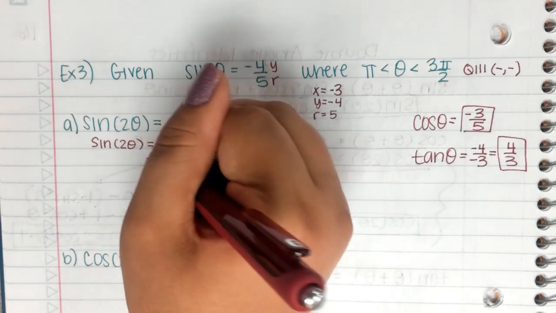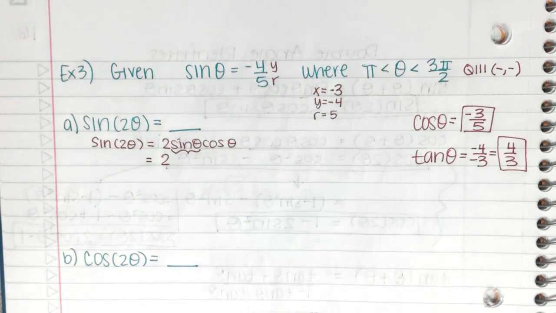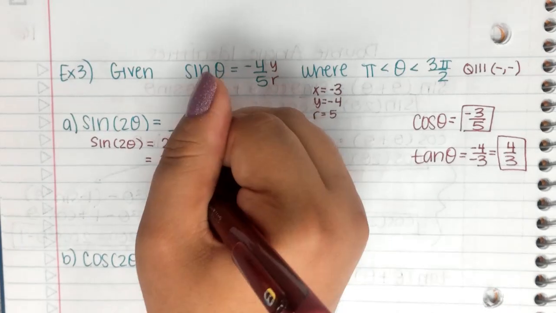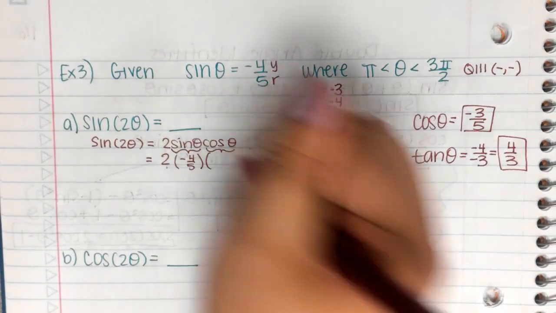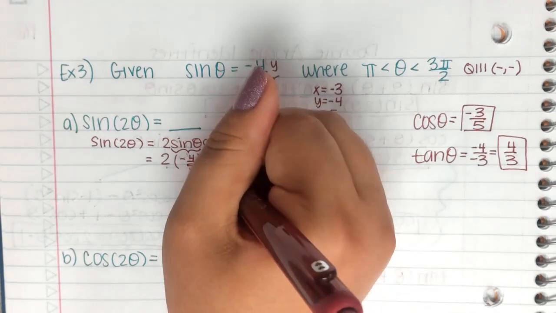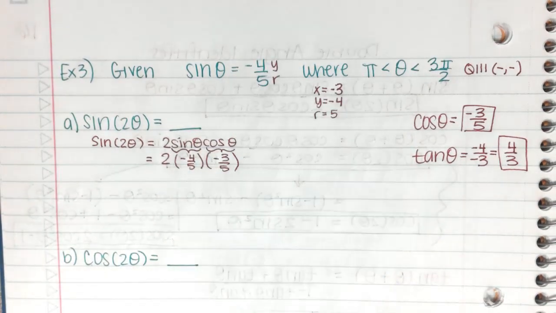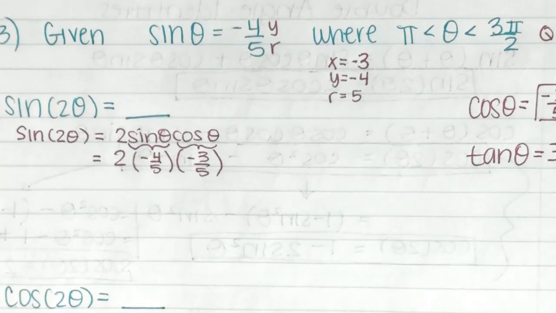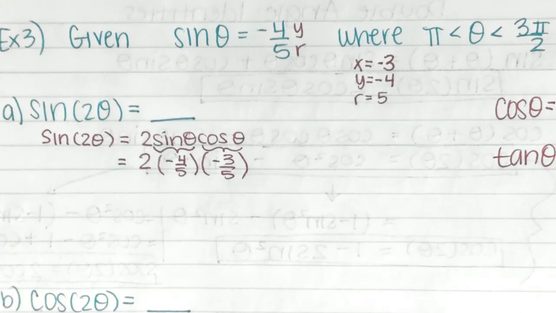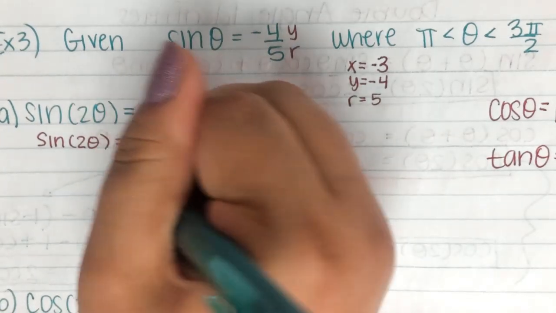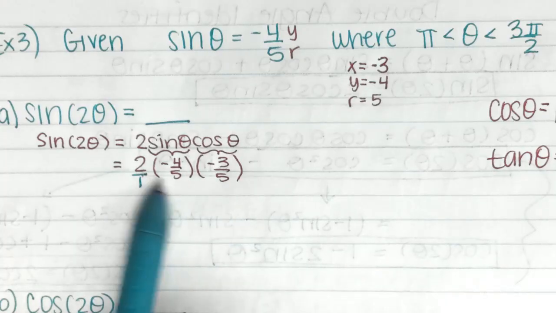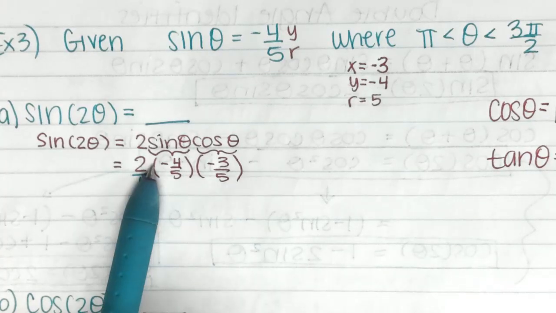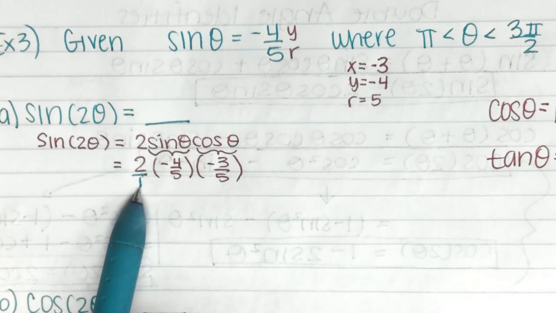And so now we just plug in. What is our sine of theta? Negative 4/5. What is our cosine of theta? Negative 3/5. Now be careful right here. A lot of times this 2 out front kind of tricks you. If you need to, put it over 1. So you know multiply the numerators, multiply the denominators. I don't want you to multiply the denominators by 2 as well. The denominator there is a 1.